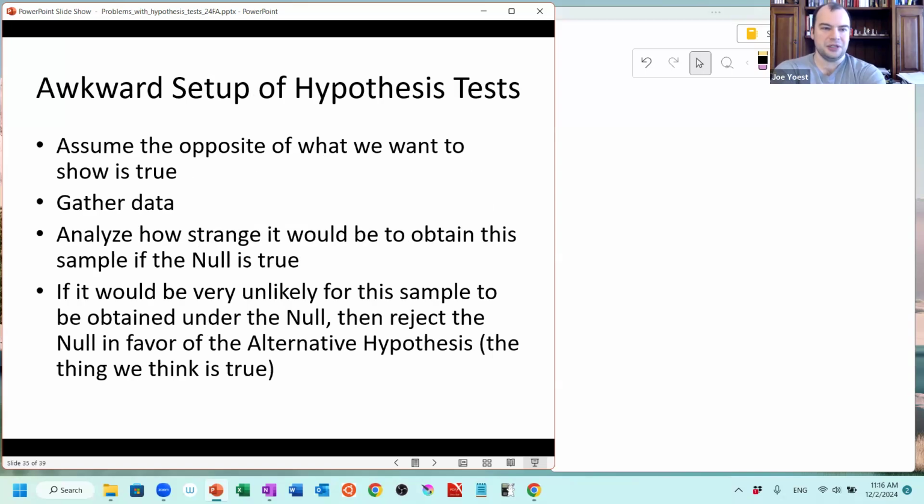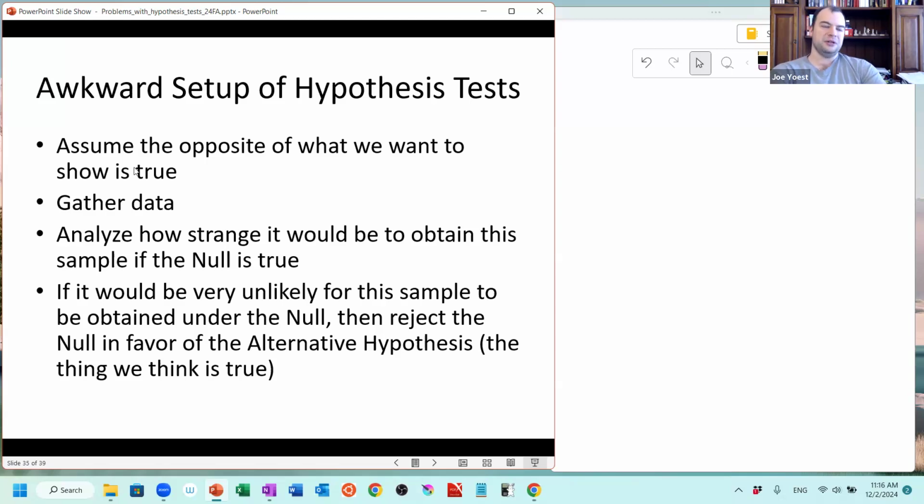And then last but not least, the awkward logic of hypothesis tests makes them pretty hard to understand and interpret. The math isn't that bad. As we saw, it's essentially the same math as confidence intervals or a normal distribution calculation, but it's the interpretation and analysis that's the difficult part.